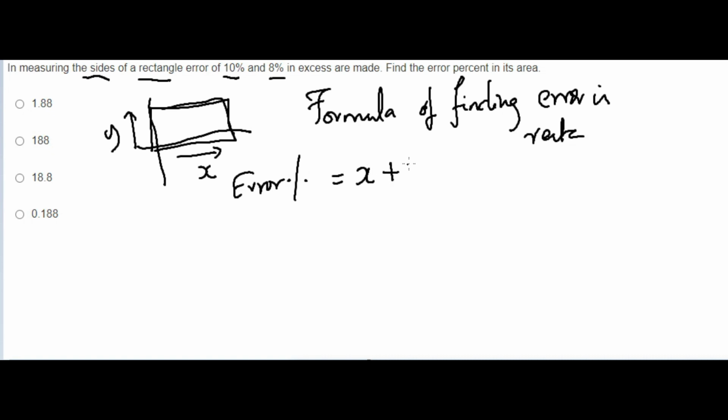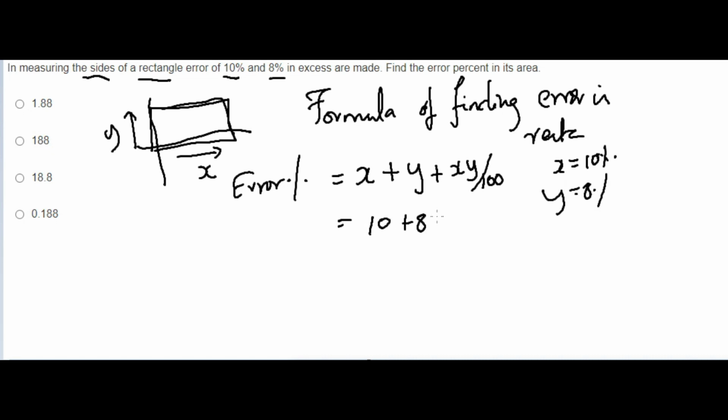First of all, you have to add both sides which have error, and you have to add the product of both sides divided by 100. That's very simple. You can take x as 10% and y as 8%, or vice versa, any of them, but for simplicity we take x as 10% and y as 8%. No issues, no problem. So you can have 10 plus 8 plus, in a bracket, 10 into 8 divided by 100. The bracket is always necessary.